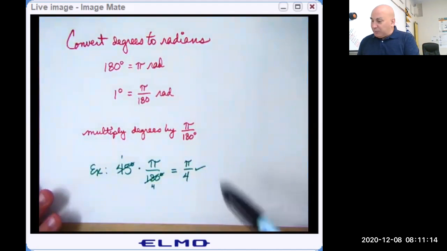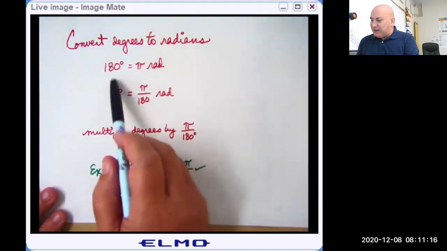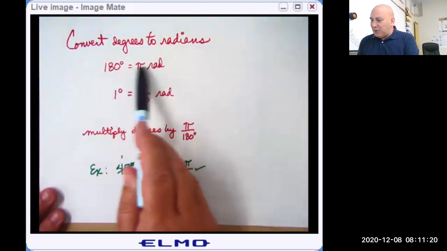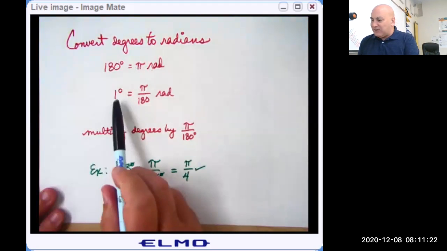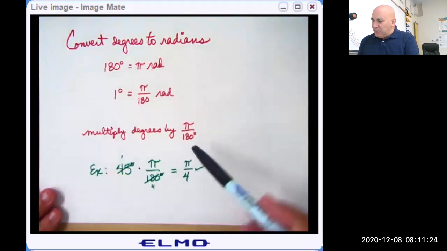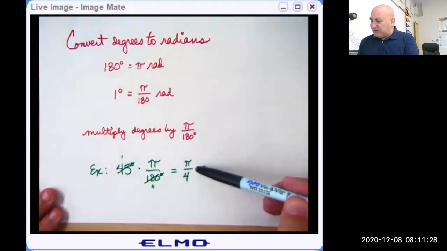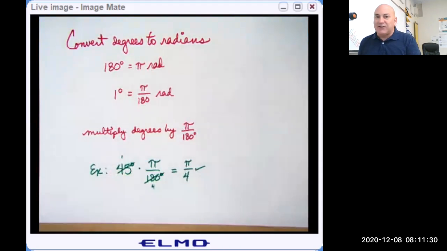Use a little algebra here to convert degrees to radians. 180 degrees is pi radians. Divide both sides by 180 degrees. Or you can multiply by the reciprocal of this to get from degrees to radians.